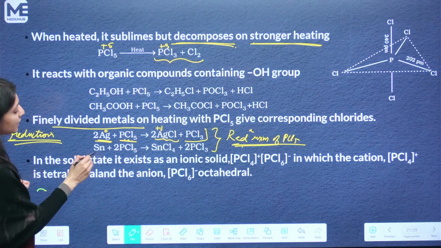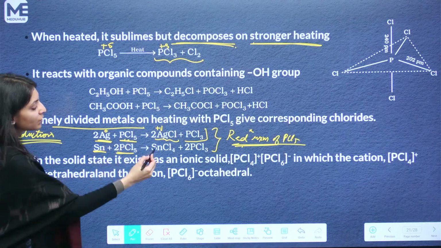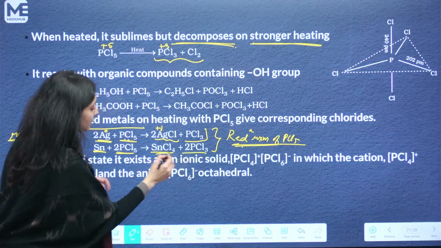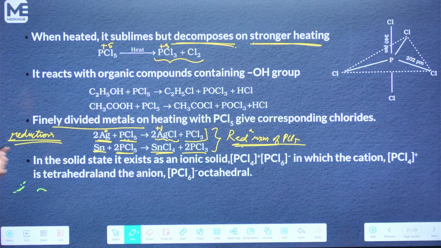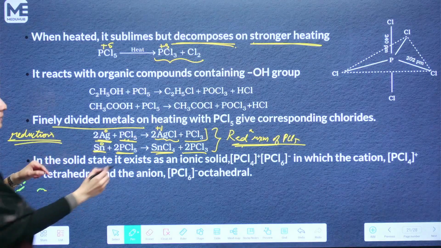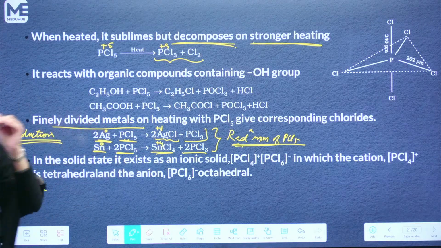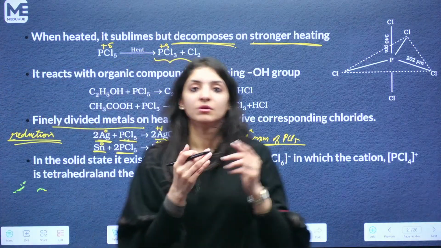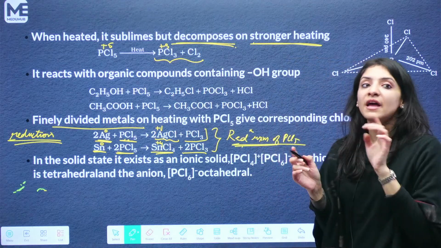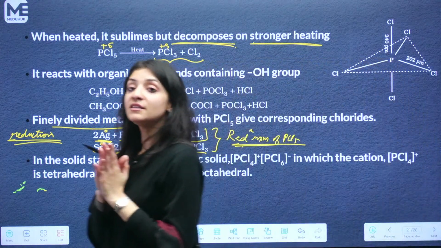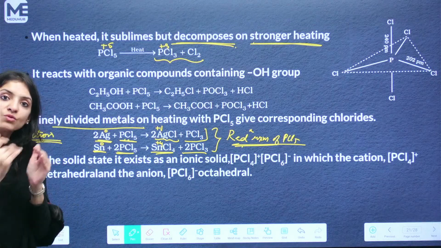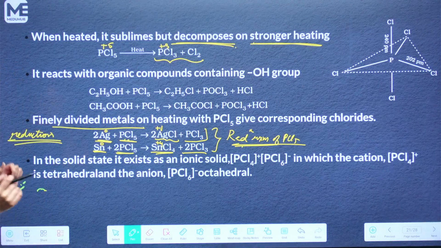Second, with tin also PCl5 can react to give tin chloride and PCl3. So here also the oxidation state of tin changed from 0 to +4. So it can oxidize metals because itself it can get reduced to PCl3. So it does not act as both a reducing and an oxidizing agent. It can only reduce its own oxidation state. So it is only an oxidizing agent.